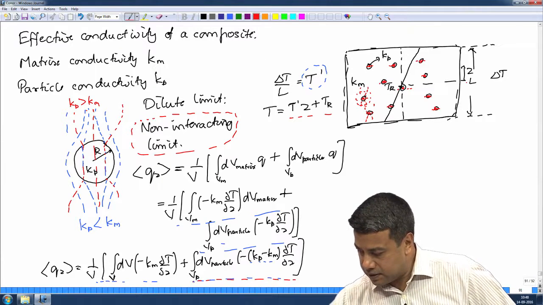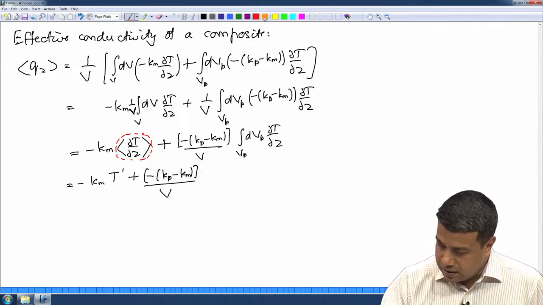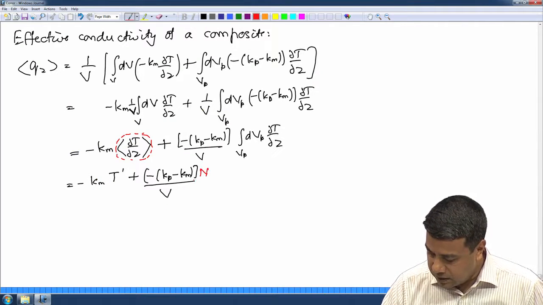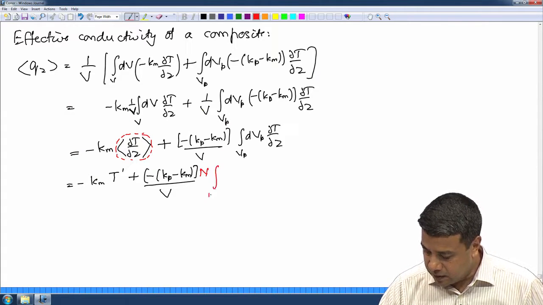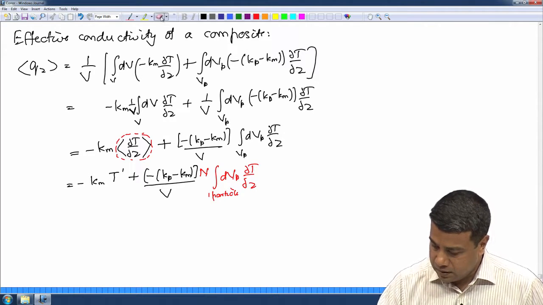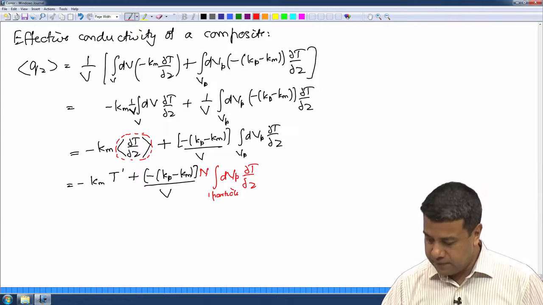Therefore, this summation I can write as the number of particles within this differential volume times the integral over one particle.